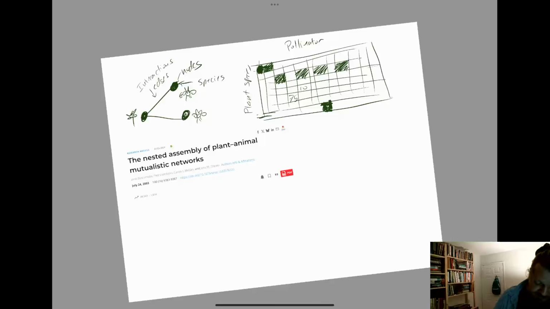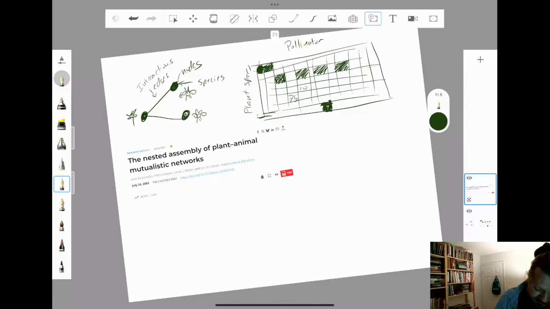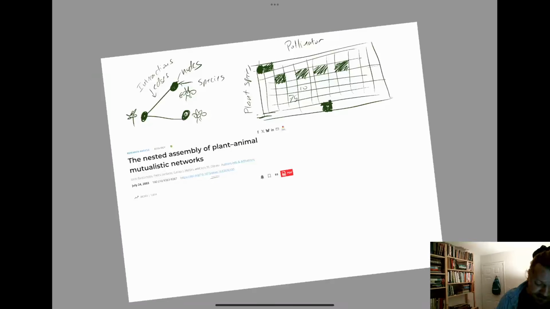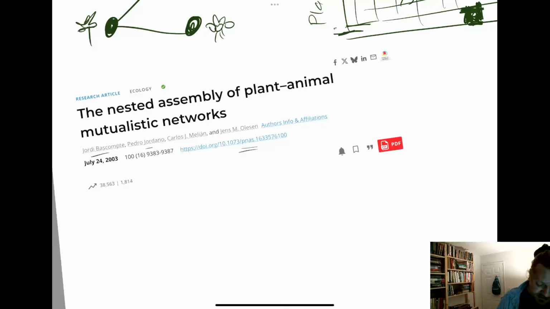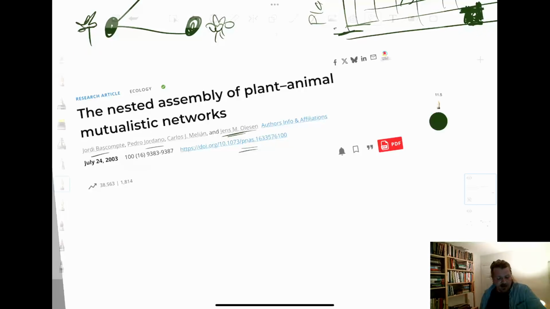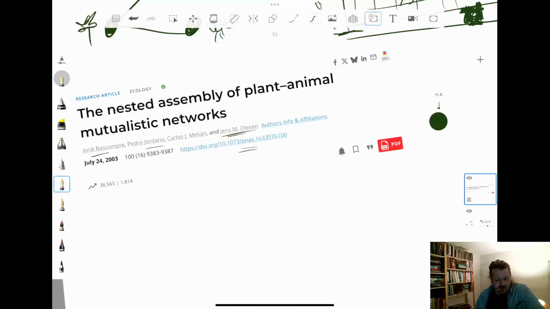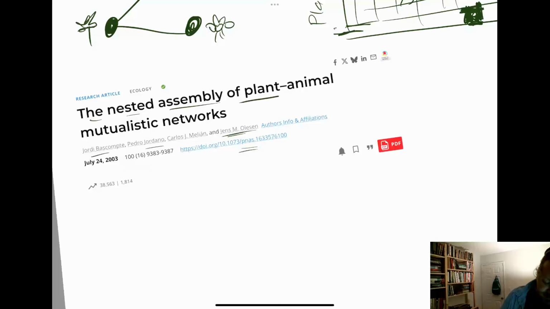This is a paper from the Proceedings of the National Academy of Sciences, the PNAS, very prestigious journal, right? And this is Bascompte, Giordano. Jens Olesen is a good pollination biologist. I don't know Carlos Melian. I should probably know this person's name. I'll look them up after this. And the title of this article is The Nested Assembly of Plant-Animal Mutualistic Networks.